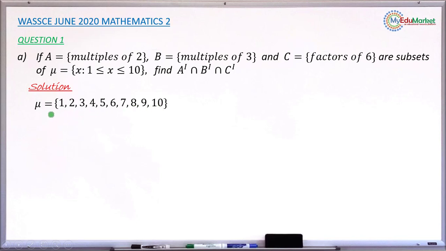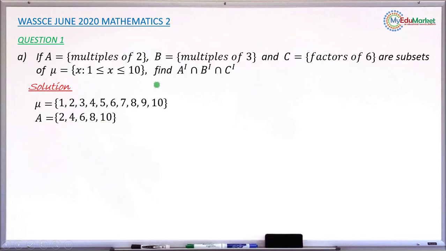And I'll go back to set A. Set A contains multiples of 2 from this very universal set because A is a subset of the universal set. So those that are multiples of 2 from this very universal set are the members in set A. And those multiples of 2 are simply 2, 4, 6, 8, and 10. These are the elements in set A.